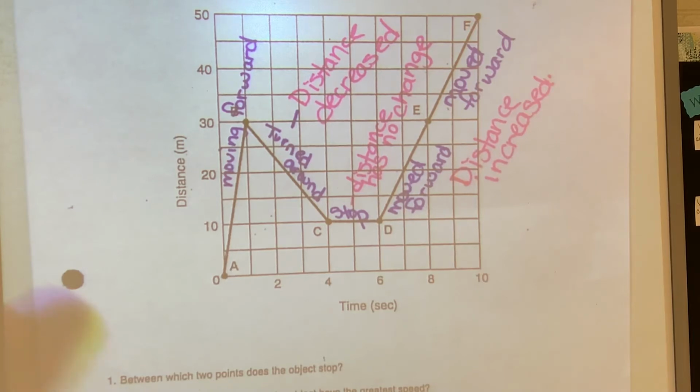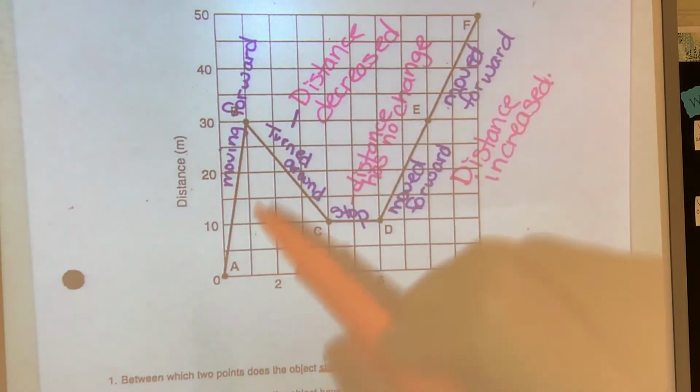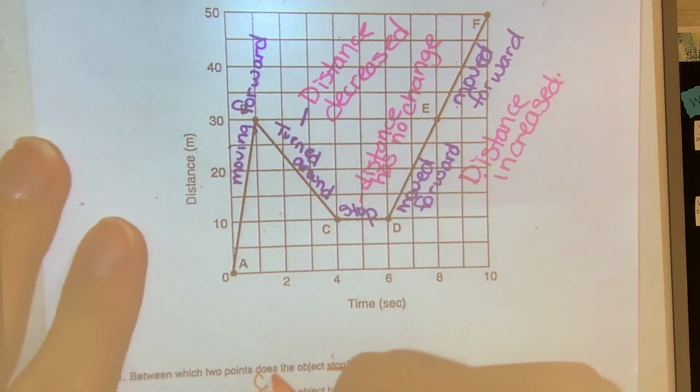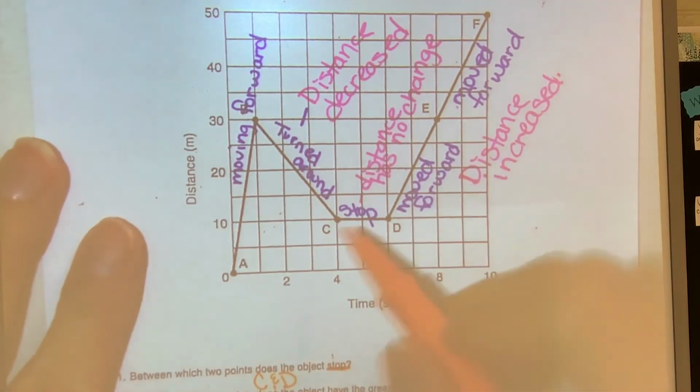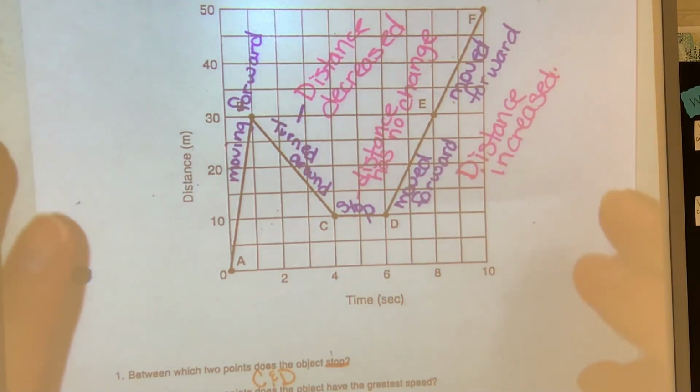All right, so you answered your questions in the Edpuzzle. So I have my information up here. Let's talk about what we saw. Between which 2 points does the object stop? Where did I stop? Well, if I looked at my graph right, I could see between points C and D, because I wrote that on there. There's no movement. My distance didn't change.